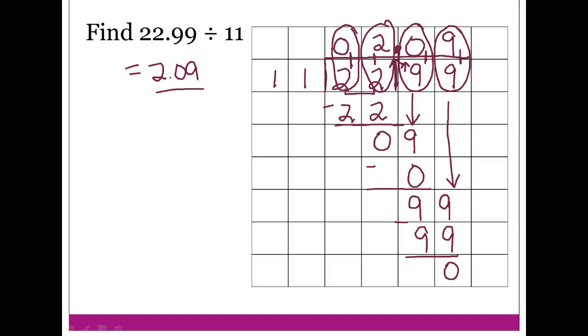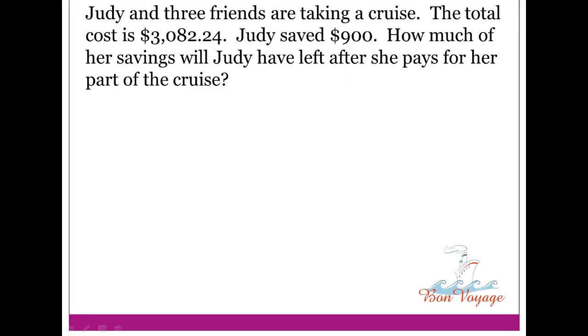Let's move on to our final problem, a word problem. In this problem, Judy and 3 friends are taking a cruise. The total cost is $3,082.24. Judy saved $900. How much of her savings will Judy have left after she pays for her part of the cruise? This will be a multi-step problem.